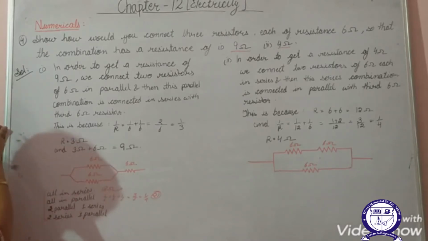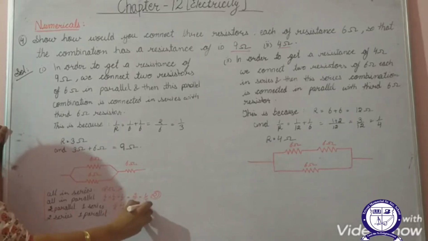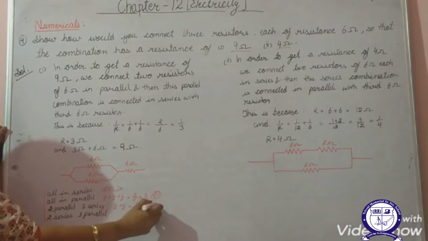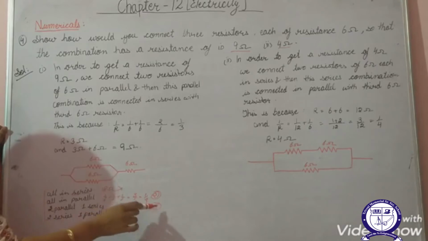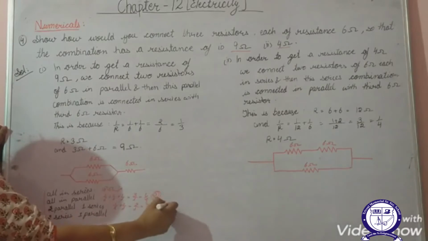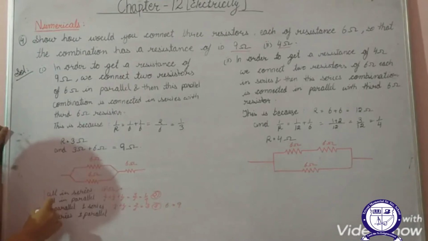Sorry, if we go for the third one, that is two in parallel with one in series. If you connect two resistances in parallel, that is 1 by 6 plus 1 by 6, 2 by 6, which is 1 by 3. So the resistance will be 3 ohm. When you connect this in series with the next one, 6 plus 3 is 9. So we can say that for the first part, that is 9 ohm, we have to connect two resistances in parallel and then in series with the third one.